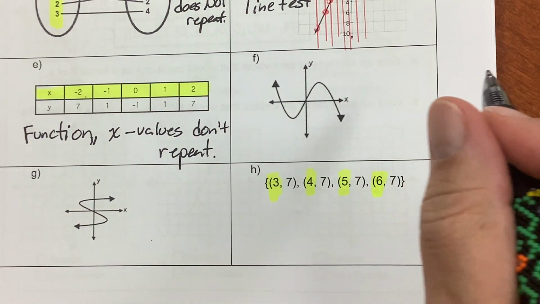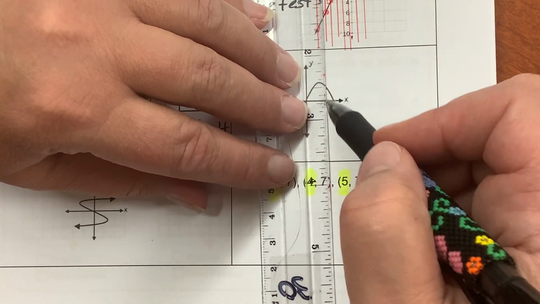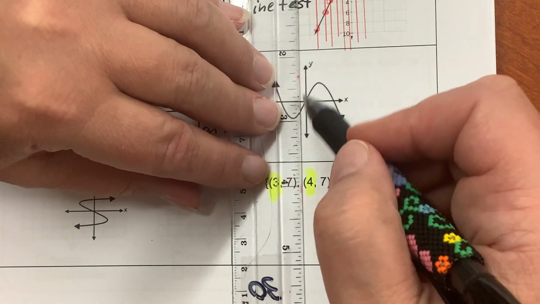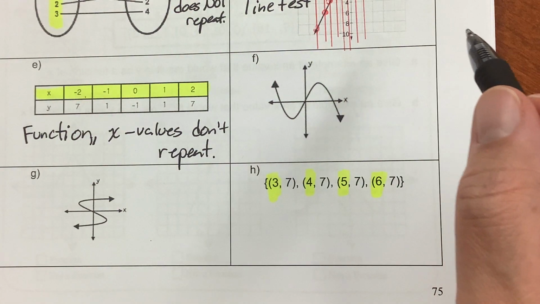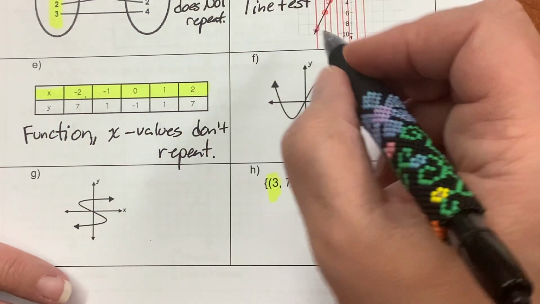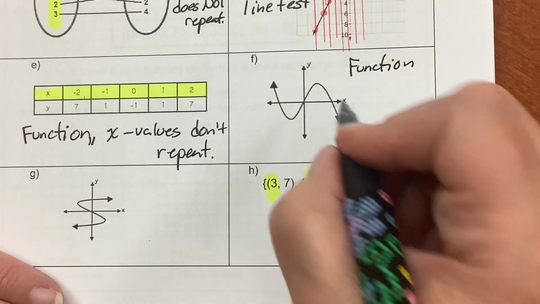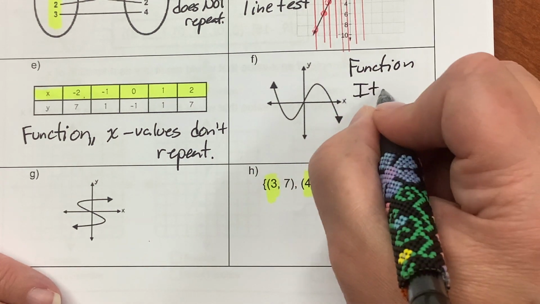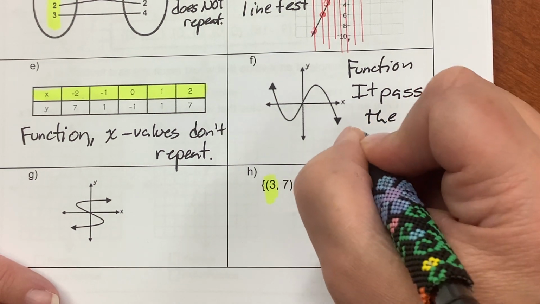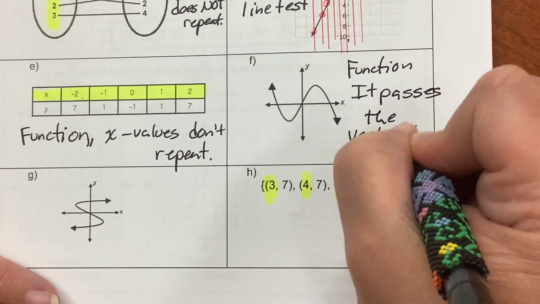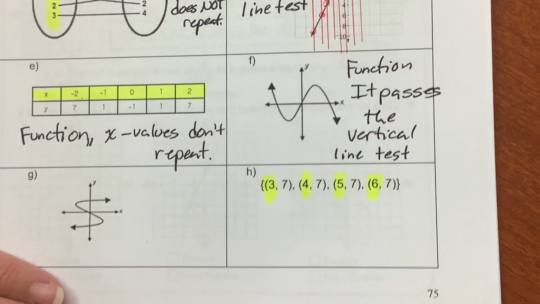And now, I'm not actually going to draw it. I'm just going to sort of go over this. But you could see if I was drawing lines, none of them would hit the graph more than once. Even though it's curvy and wavy, no vertical line would go through 2 points. So this is a function because it passes the vertical line test.